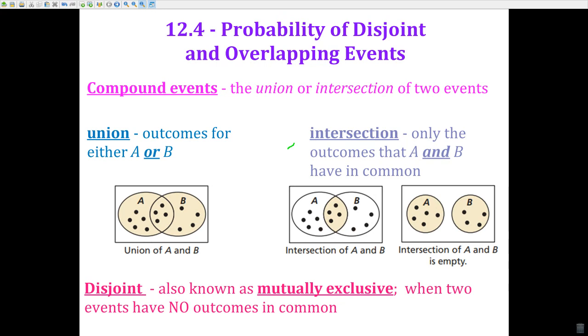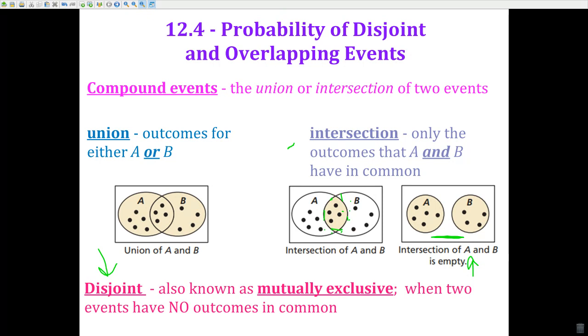But intersection is only the outcomes A and B have in common. Sometimes they'll have things in common, like you see in this right here. Sometimes they will not have things in common, like you see over here. And we'll talk about what those mean. When they're not going to happen at the same time ever, that's going to be called just disjoint events.